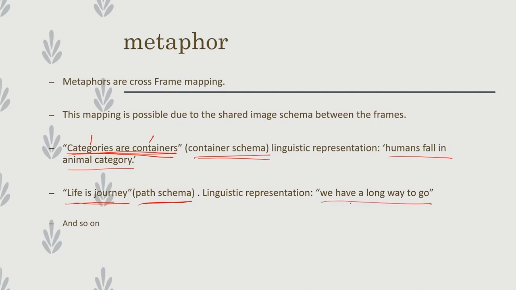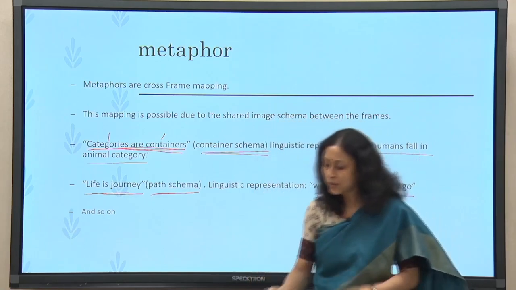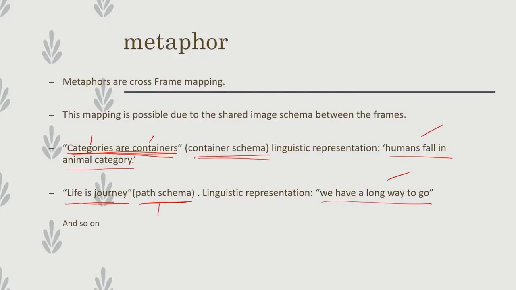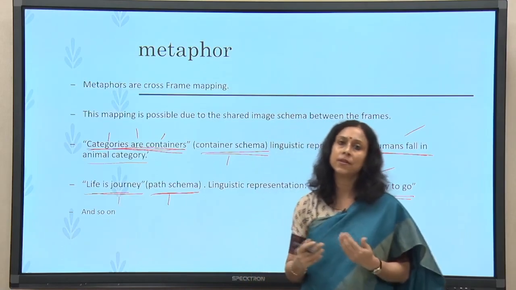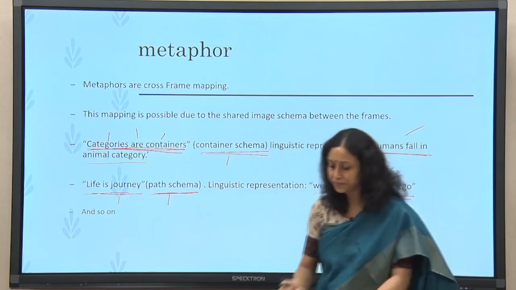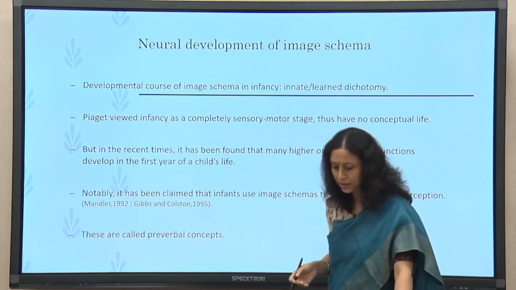What we typically have in a human communicative situation, in day to day life, is this. We do not see either this or this or this. What we see or hear or are exposed to is the linguistic output, like humans fall in animal category, we have a long way to go, it is curtains for him, we have hit a roadblock, and so on and so forth. From here we back form into understanding the metaphor, and once we have understood the metaphor, we can easily figure out the schema that is at the root of this. This is how the relationship really pans out.